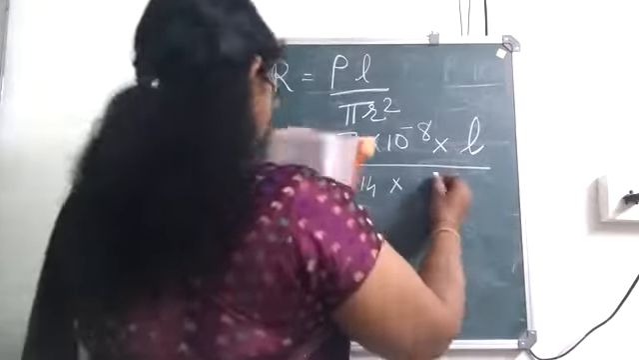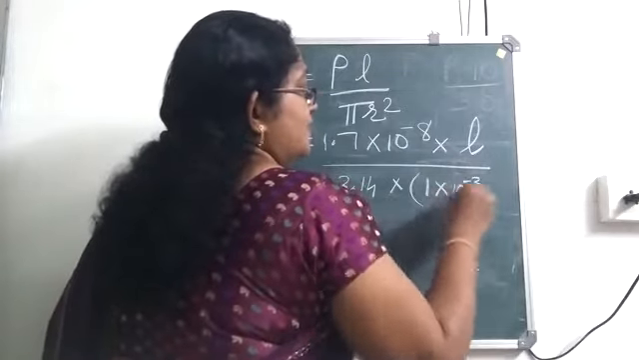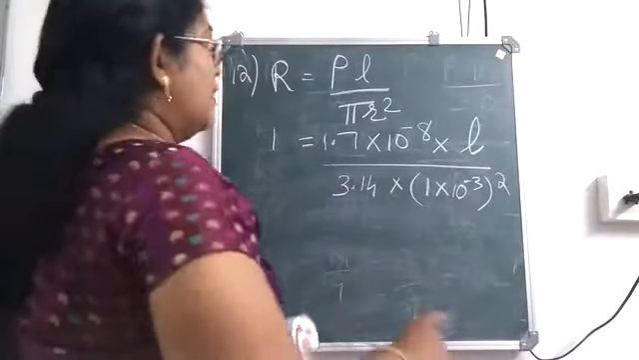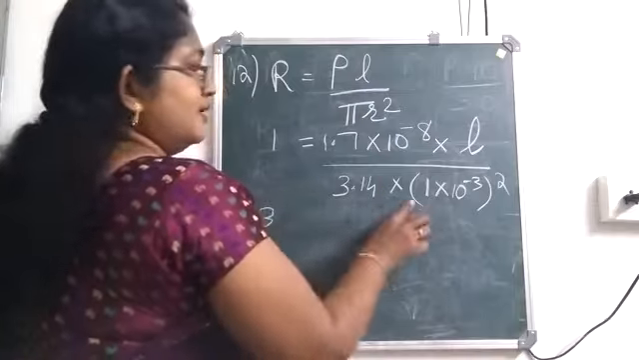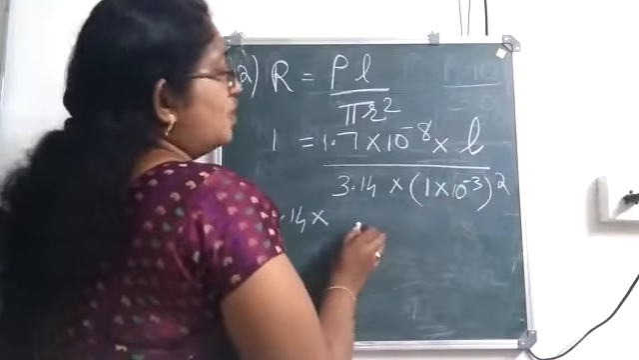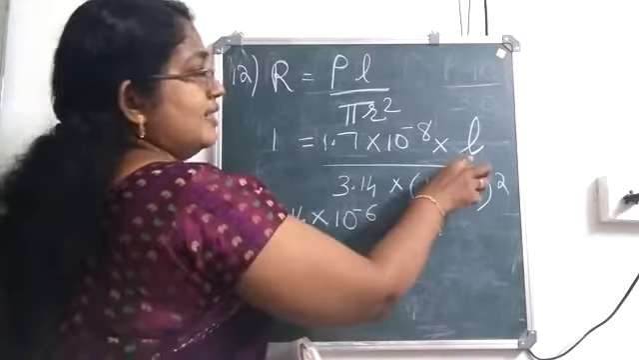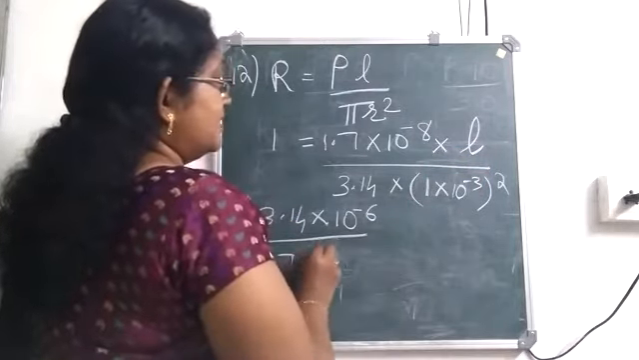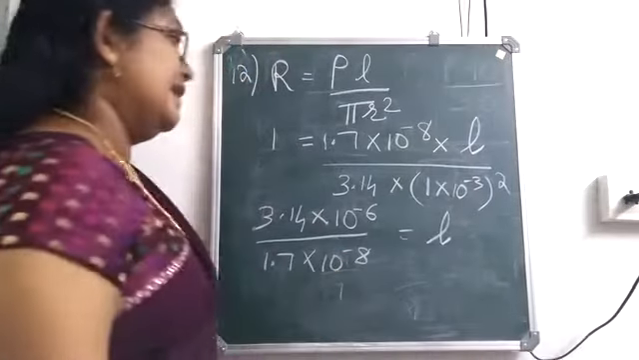So, 1 into 10 raised to minus 3 whole square, since it is pi r square. Now, I will be cross multiplying this. 3.14 into 10 raised to minus 3 whole square is equal to 10 raised to minus 6. Let L remain there itself, divided by 1.7 into 10 raised to minus 8. So this will be our L.